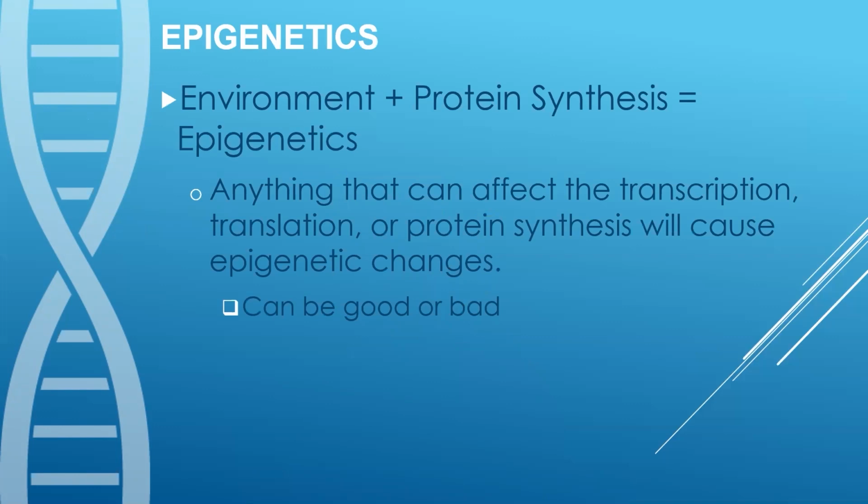So the idea of epigenetics is that you end up having an environment, and then you also have protein synthesis. Your genes are going to be responsible for actually making proteins. And as it goes through and makes those proteins, it is going to be influenced by your environment. So anything that can affect the transcription, the translation, or protein synthesis can cause epigenetic changes. There are studies that show certain types of epigenetic effects that can happen in an adult that will affect their children.